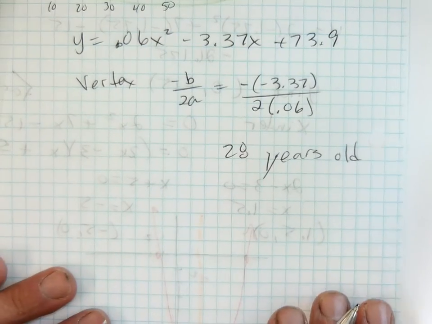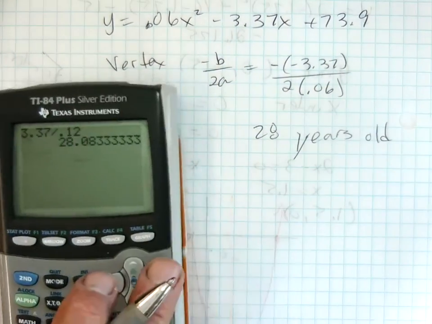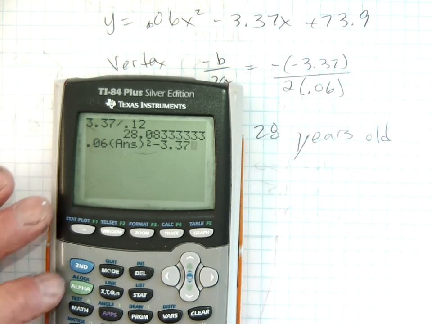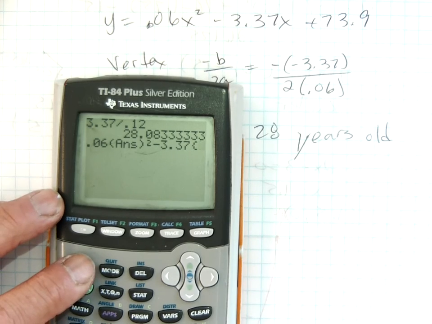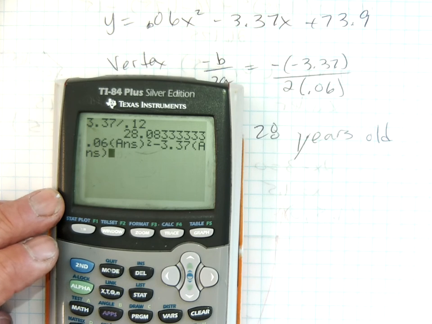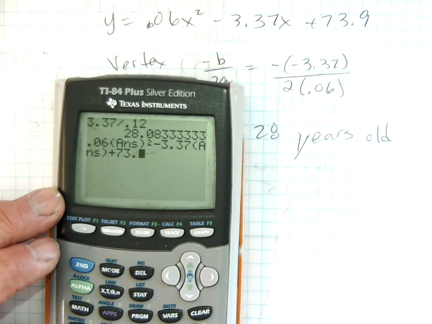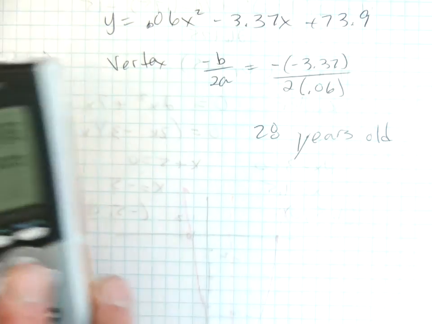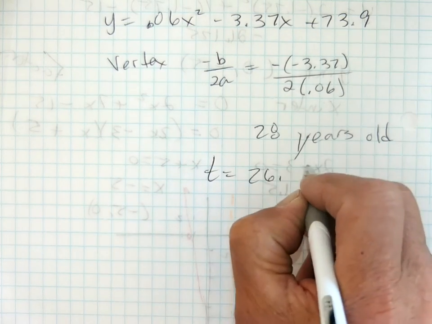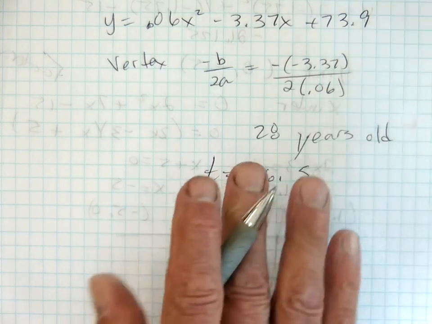And that time, I'll plug it in. And so I'll take my 0.06 times my answer squared minus 3.37 times my answer, and then plus 73.9. And I get a time about 26 point, boy, again, that doesn't make any sense, right? 26.5. So once again, it's not very good data, is it?